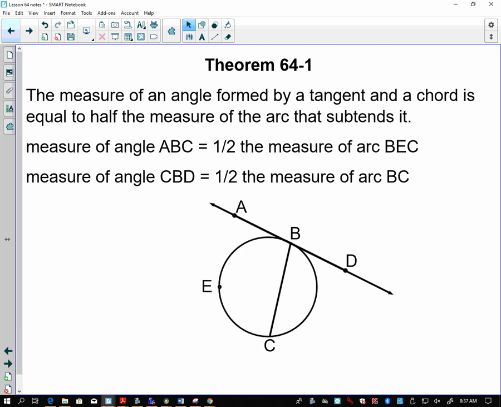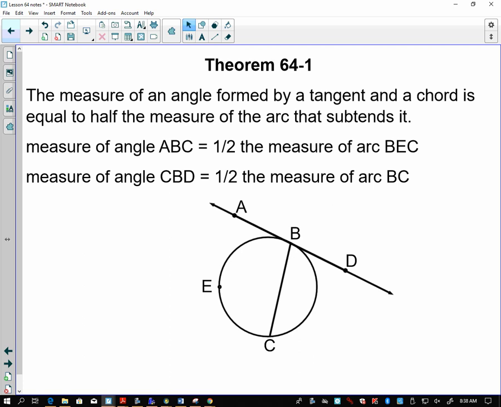There's a really specific relationship, and it's not a hard relationship. It's not a complicated relationship. It's a lot like our inscribed angle to our intercepted arc. It's a very similar relationship. So it's 2 to 1, or 1/2. The measure of an angle formed by a tangent and a chord is equal to half the measure of the arc that subtends it.